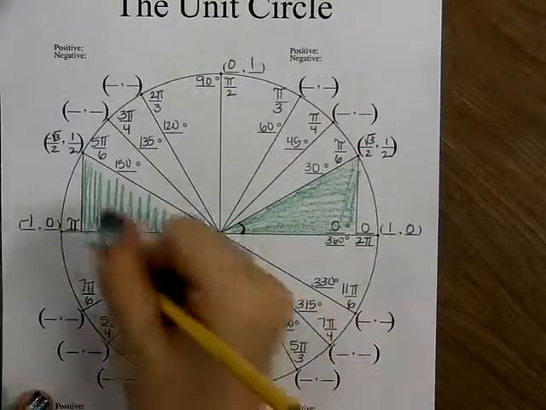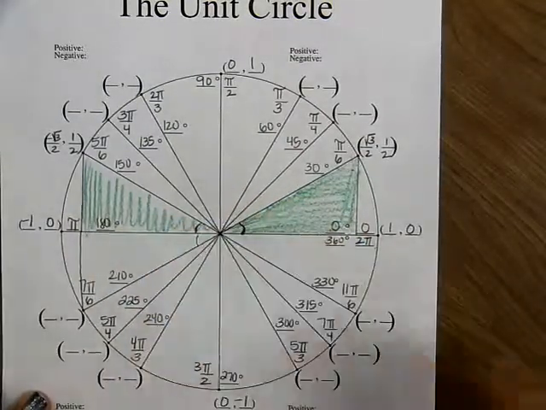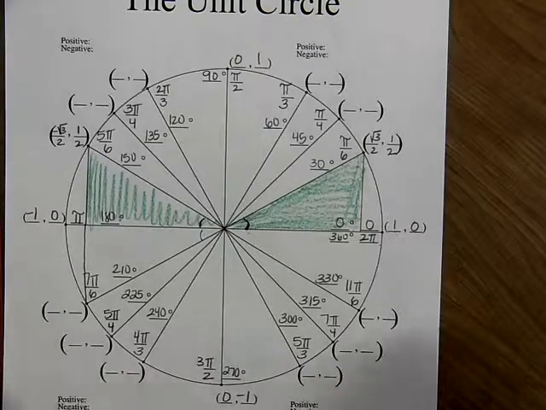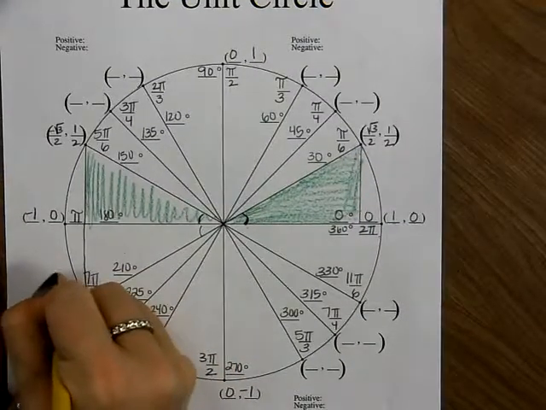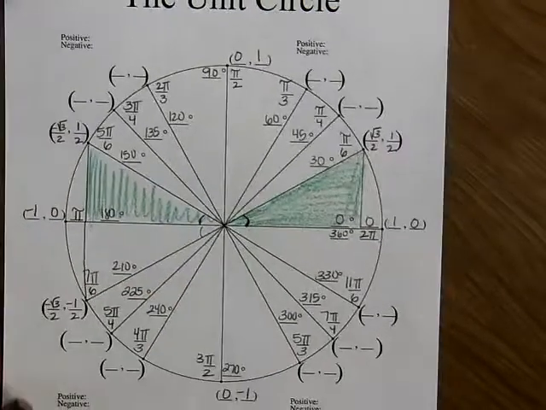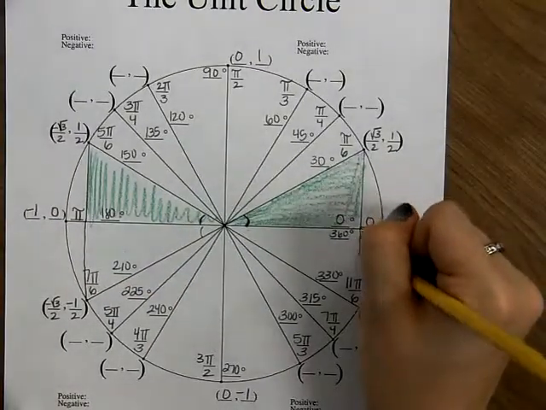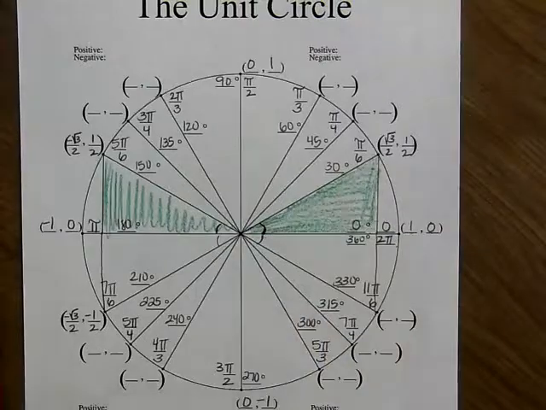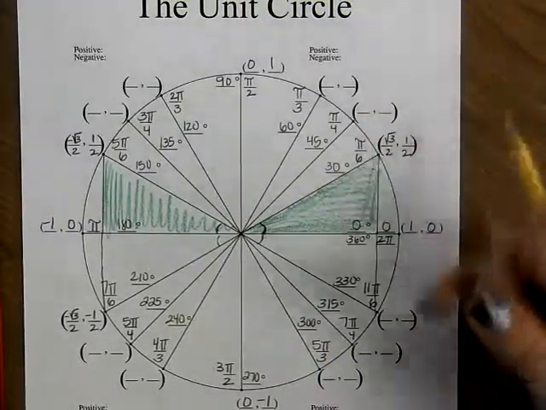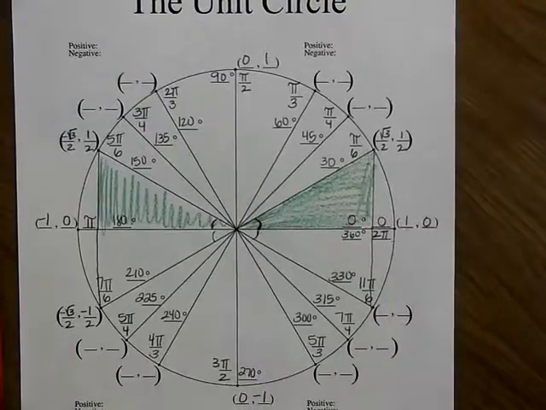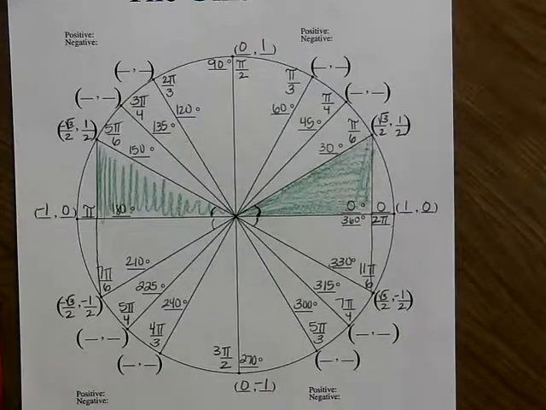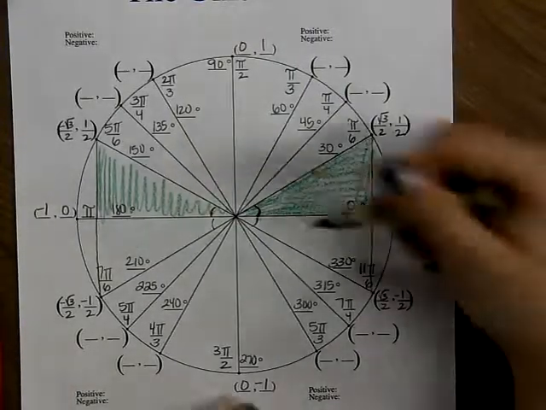But wait, there's more. Because there's another 30, 60, 90 sitting here. What happens when you take this coordinate and you reflect it over the x-axis? The y changes signs. So now we have negative root 3 over 2, negative 1/2. But one more time it happens. There's another triangle sitting here that's a 30, 60, 90. And it follows the same rules of reflection. If I reflect this point over the x-axis, it has to change the sign of y. So I get root 3 over 2, negative 1/2. I want you to draw in your triangles, and I want you to color them all the same color.